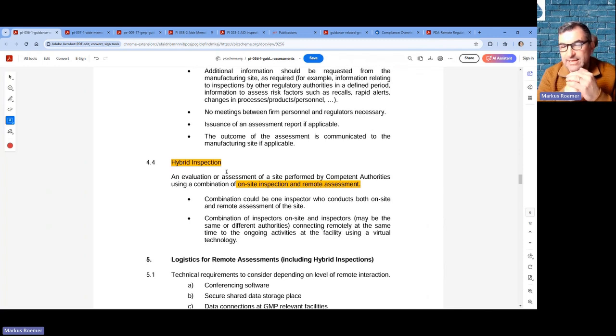Not sure if it's one authority or more than one, using a combination of on-site inspections and remote assessments. Yes, it could make sense to do remote assessments to get a better overview of the site and maybe to shorten the time for the on-site inspection if you identify some critical areas. So, okay, but I was irritated just by chapter 4.1, 4.2, 4.3, and they say we have 3 types, and then they put that together again. A little bit irritating, at least for me.